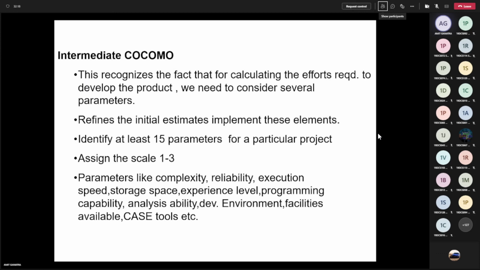Then in intermediate COCOMO, while working with the basic COCOMO, people realized that it is not giving you the exact cost. And for every software, there are certain parameters which are important. So they have considered 15 parameters, and based on these 15 parameters, the scale value, whatever you are assigning, the cost can be refined. So this is how they have worked for intermediate COCOMO.